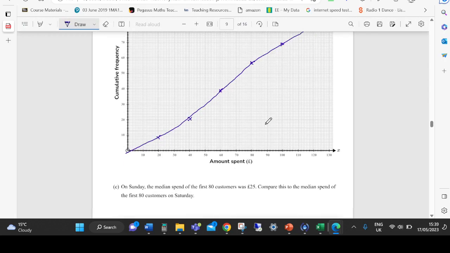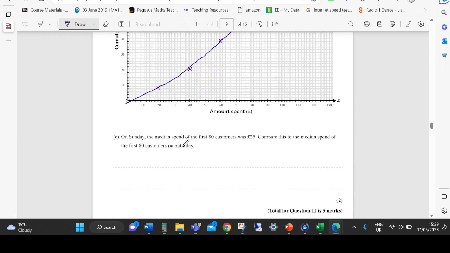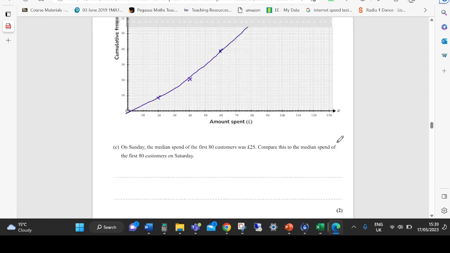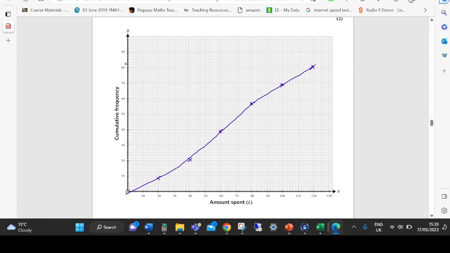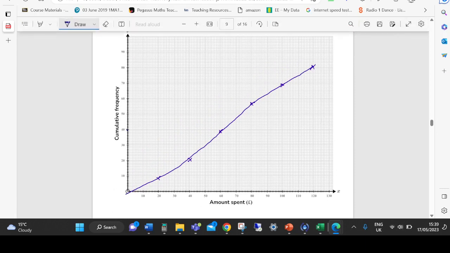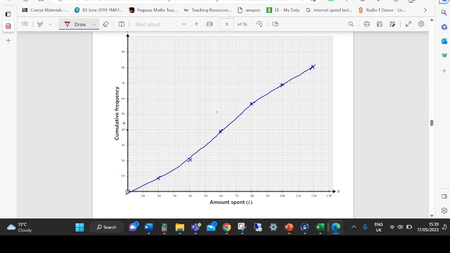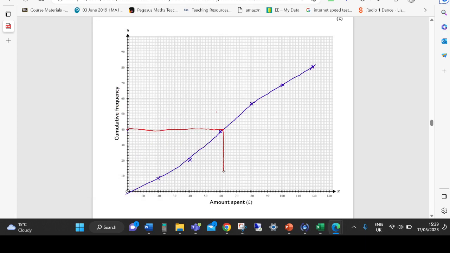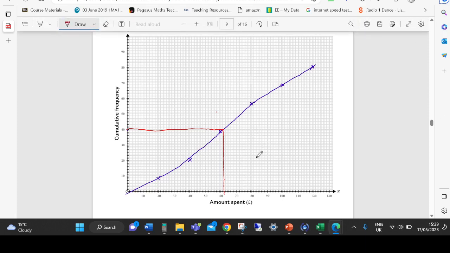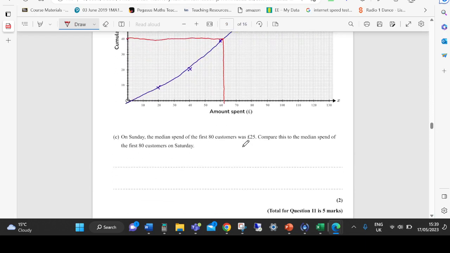Yep. Okay. On Saturday, the median spend of the first 80 customers was £25. Compare that to the median time spent of the first 80 customers. So if we've got 80 customers, we're going to use 40 to work out my median. From the graph, I'm going to go at 40, across until I hit my graph, and then down. So it's just above 60. 62 looks like a reasonable estimate. Maybe slightly less. We'll go 62 though.